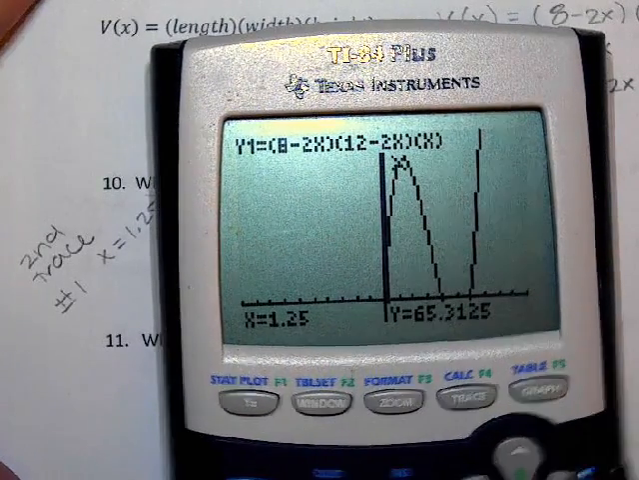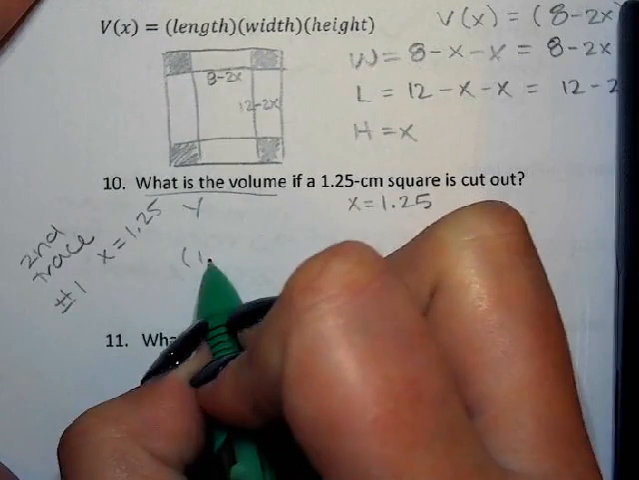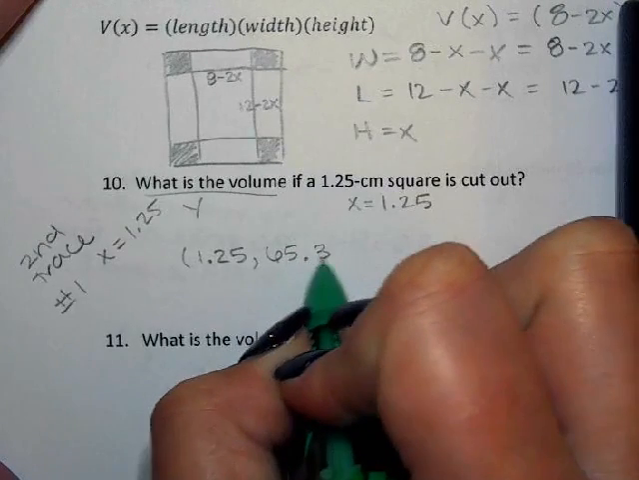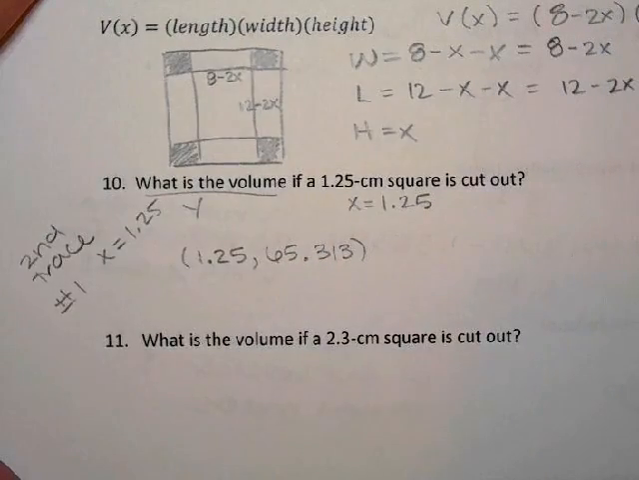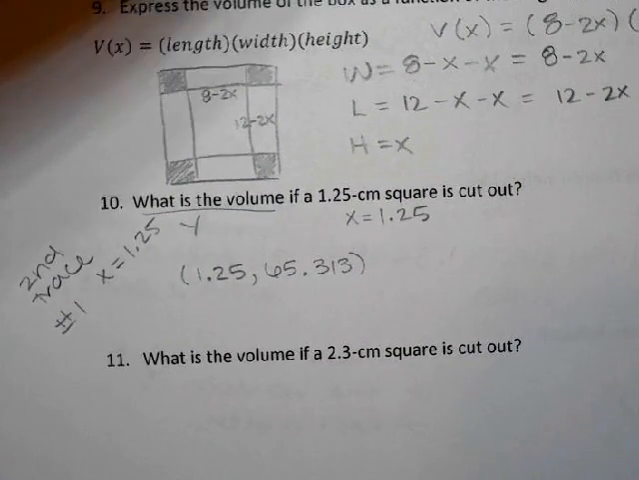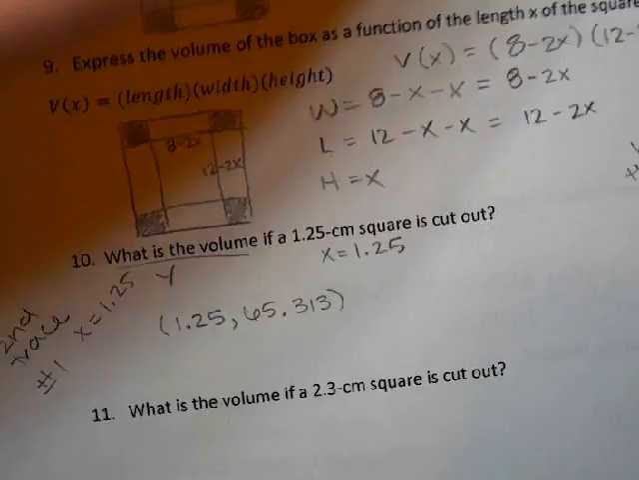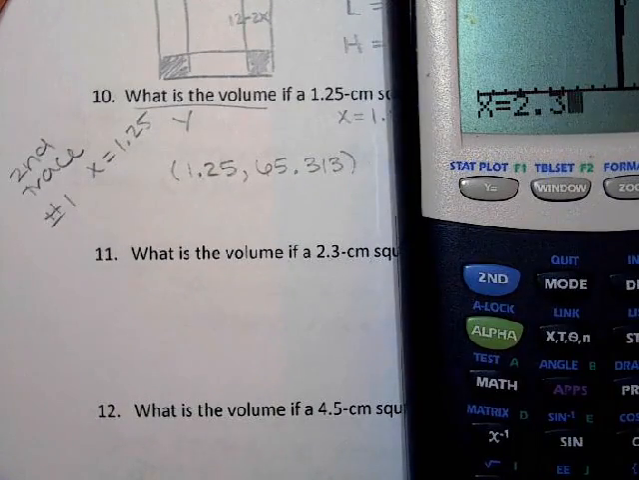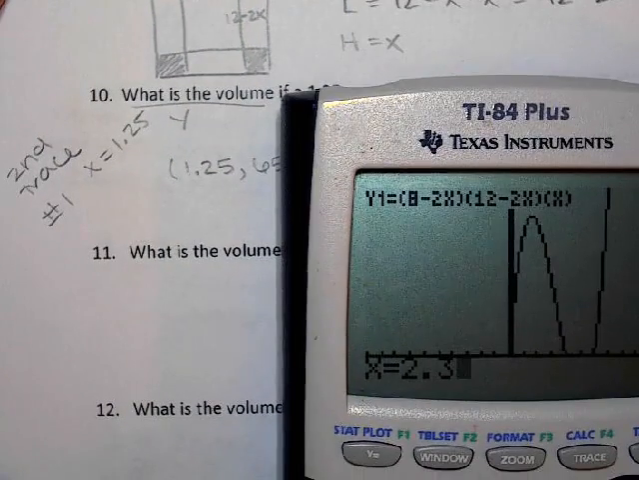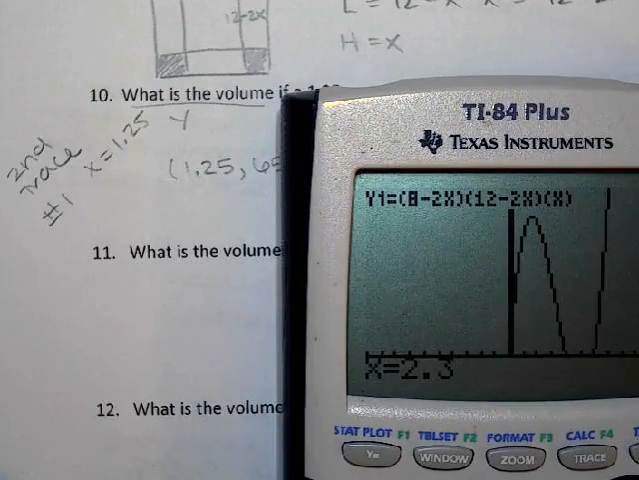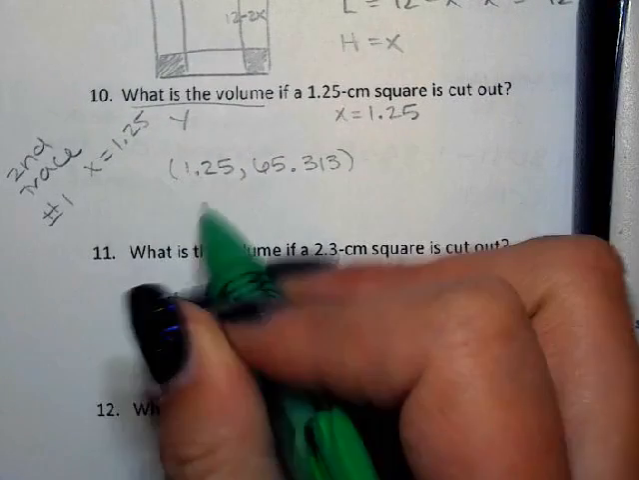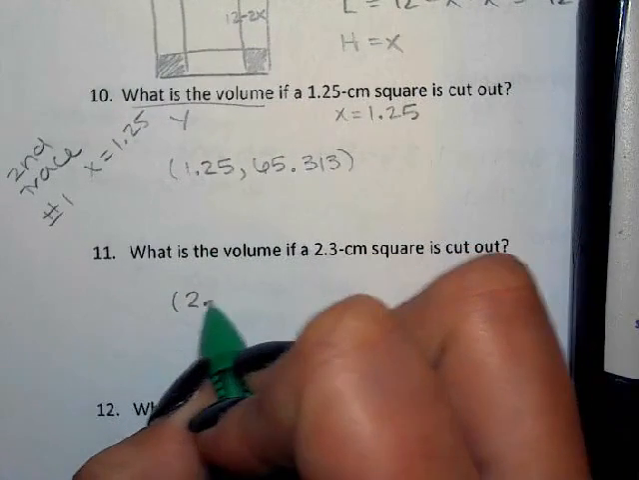What if a 2.3 centimeter square is cut out? Okay, you don't have to hit second trace again. You can just start typing 2.3, and it will let you just do the next one. Okay. What if a 4.5 centimeter square is cut out? Okay. Whoop, that's a weird answer.